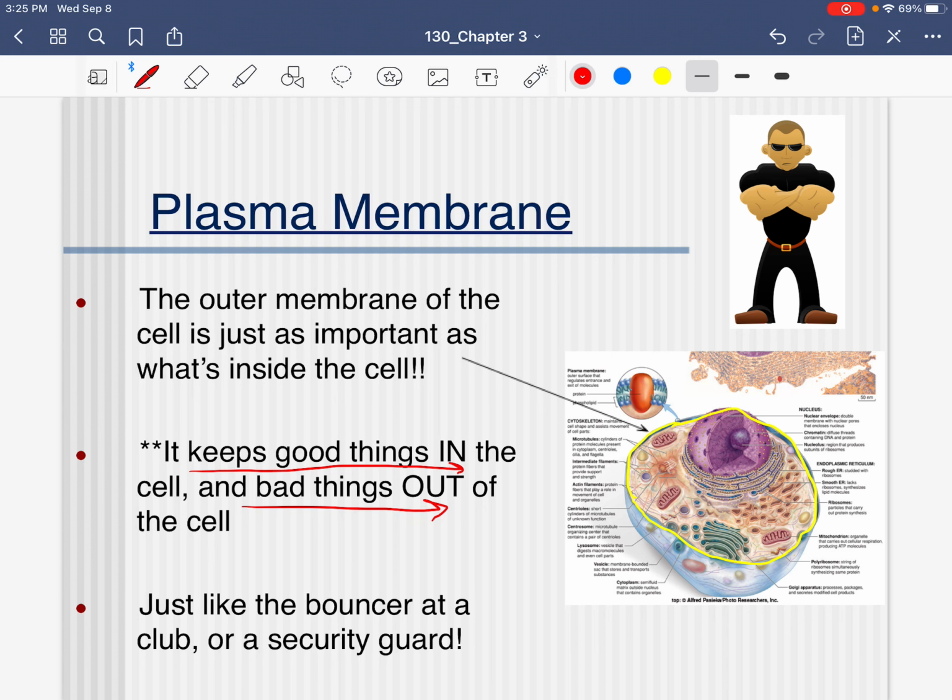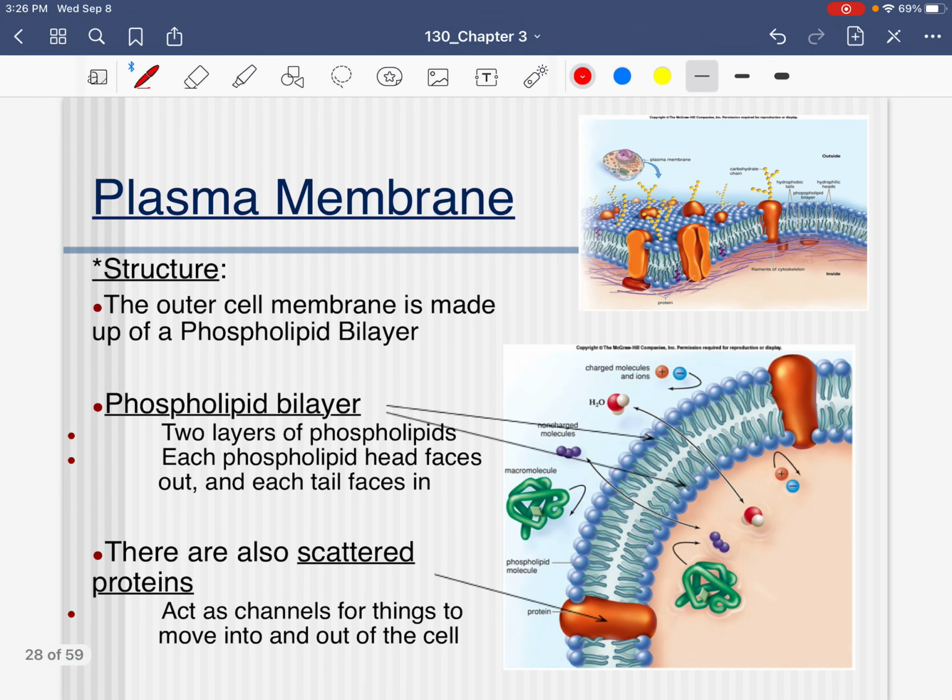So it is the guardian at the gate. And that's why I have a picture of this doorman, perhaps, sitting outside the club. This doorman gets to decide who gets into the club and who doesn't. Ha ha ha. So it's really, really important, okay? It is structured in a specific way so that we can let some things in, but not all, and that we can effectively get things out of the cell that are dangerous.